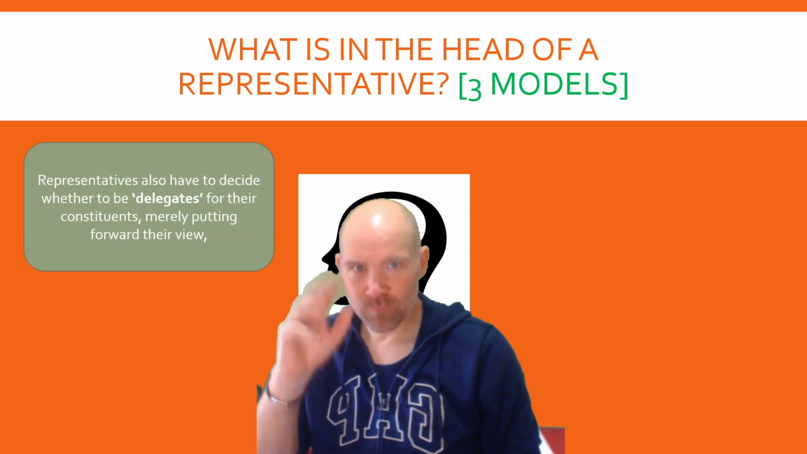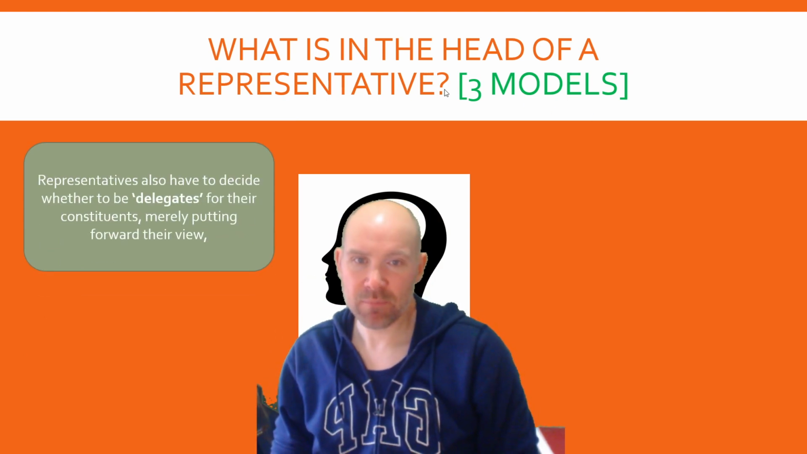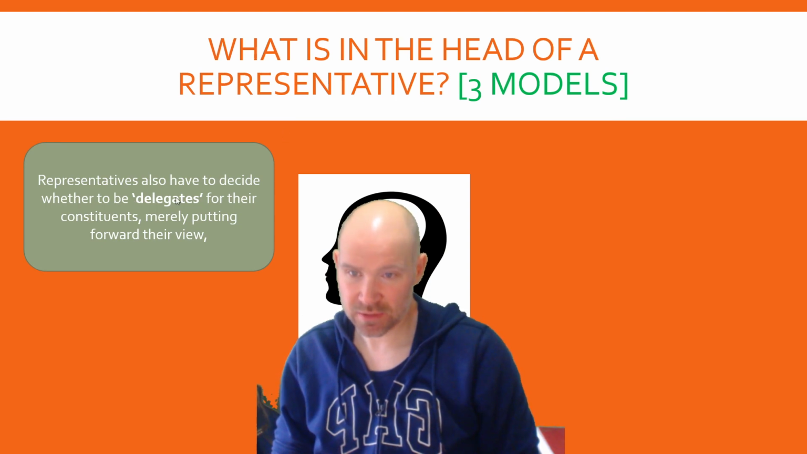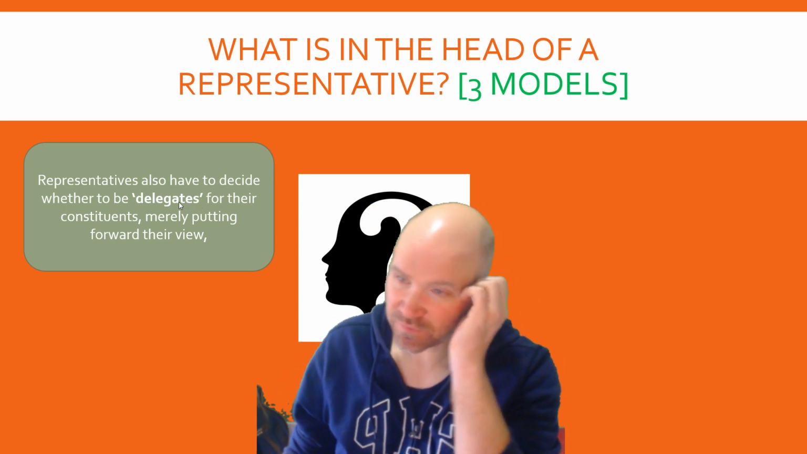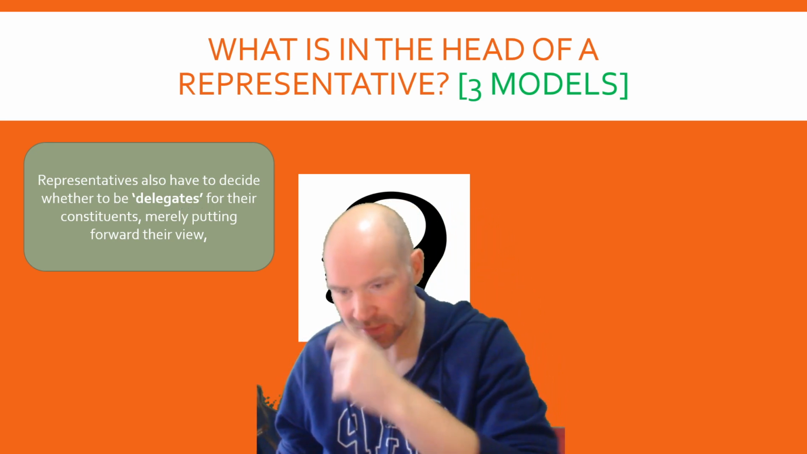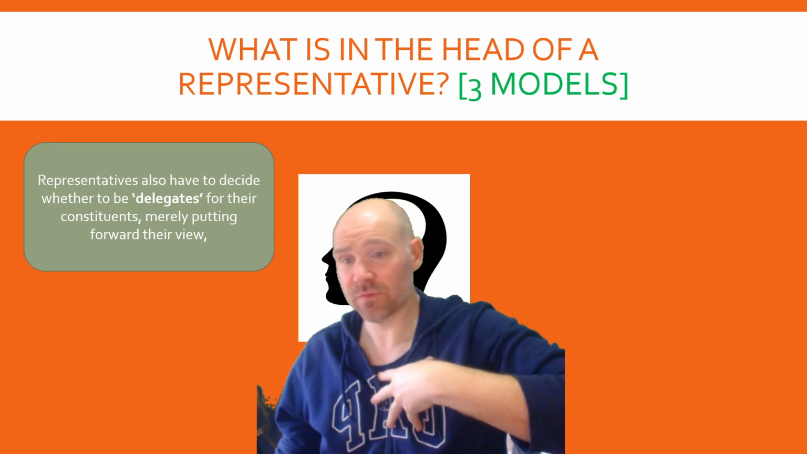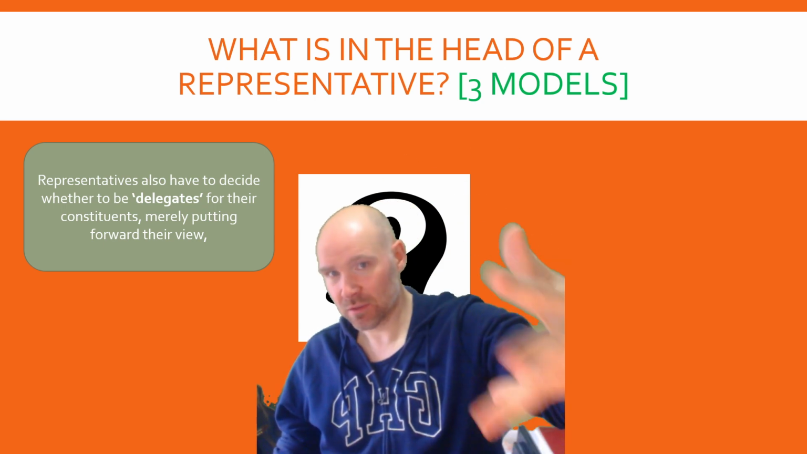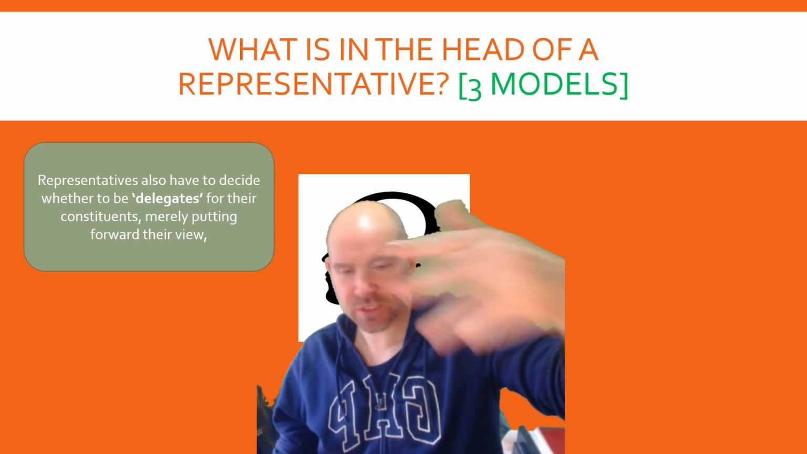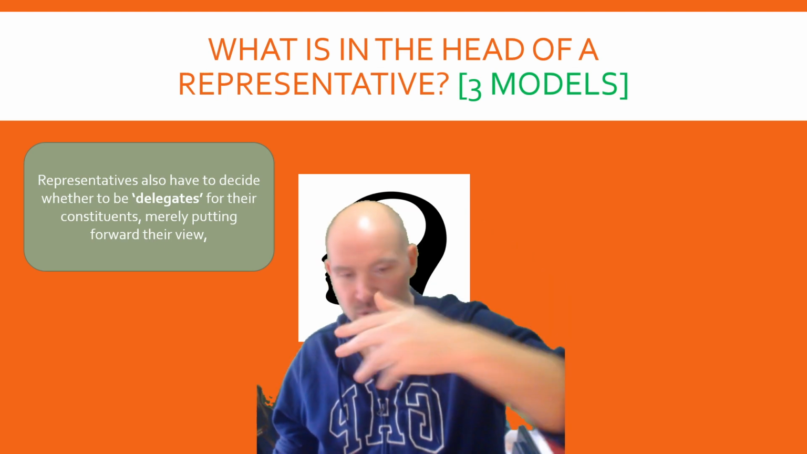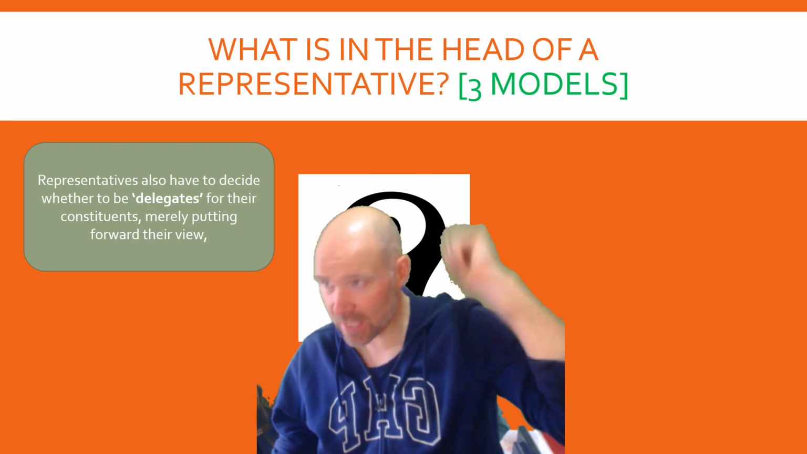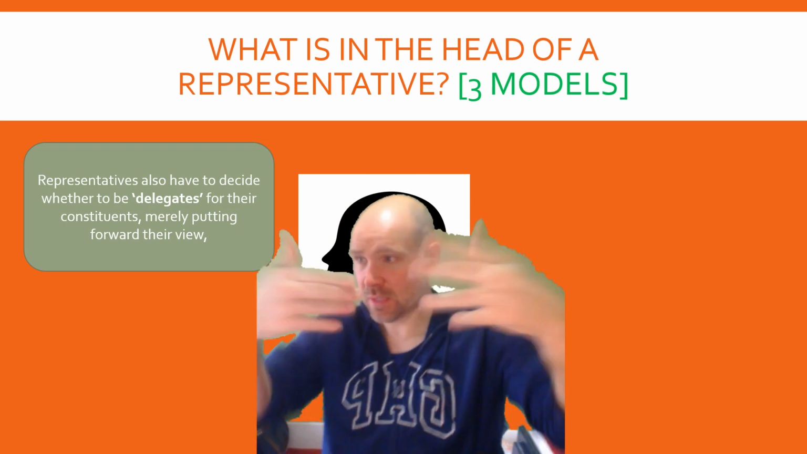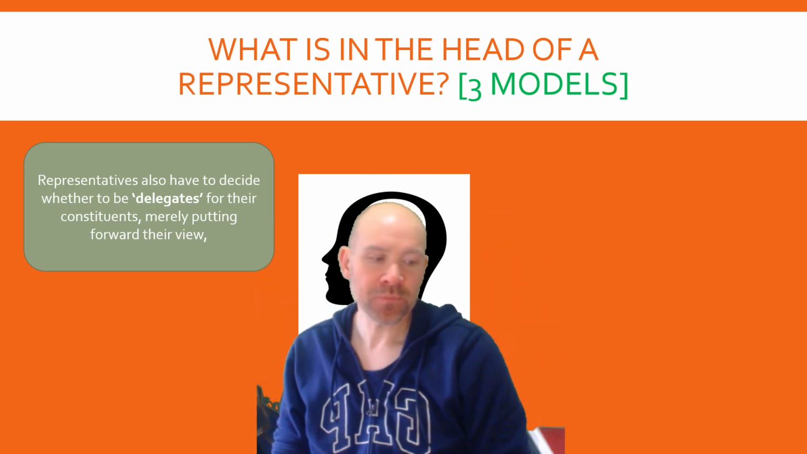So the first model is the idea that MPs are delegates, keyword here in bold. Representatives also have to decide whether to be delegates for their constituents, merely putting forward their view. So the first model is the idea that the representative from Watford is a delegate for Watford, and every decision they make in Parliament and every action they do should be based on what the people in Watford want, because that was who voted them in, and they were voted in to be my representative.